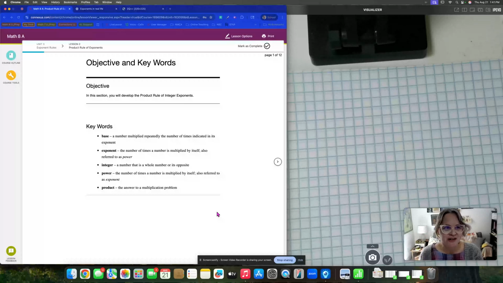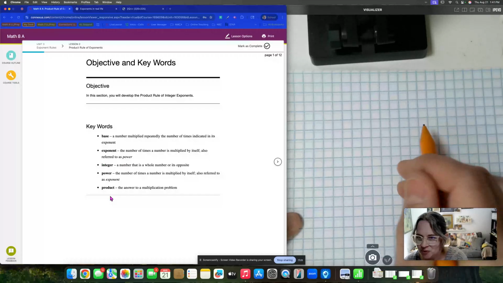Everybody! We're in Unit 3, Lesson 2, the product rule of exponents, and it starts out with this vocabulary. So they have base, the number multiplied repeatedly the number of times indicated in its exponent. An exponent, the number of times a number is multiplied by itself, also referred to as a power.